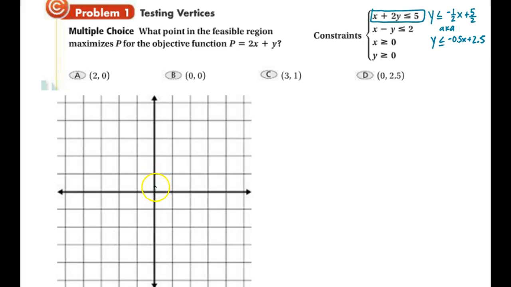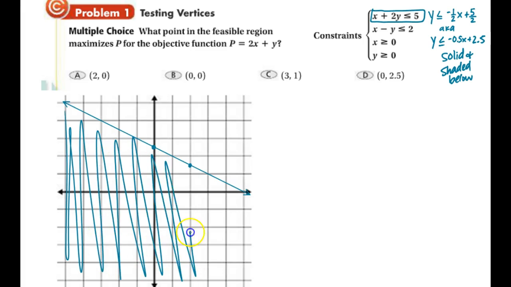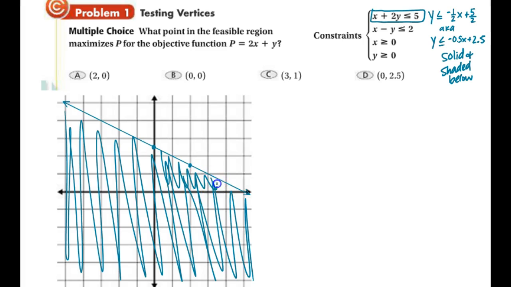And I'm going to go to 2.5 on the y-axis. And then the slope is negative 1/2, so I'm just going to go down 1 and over 2. And then connect with a solid boundary line. I'm also going to be shading below because the inequality symbol is less than or equal to. As you can see, the skills that we practice in Chapter 2 are necessary for this problem.